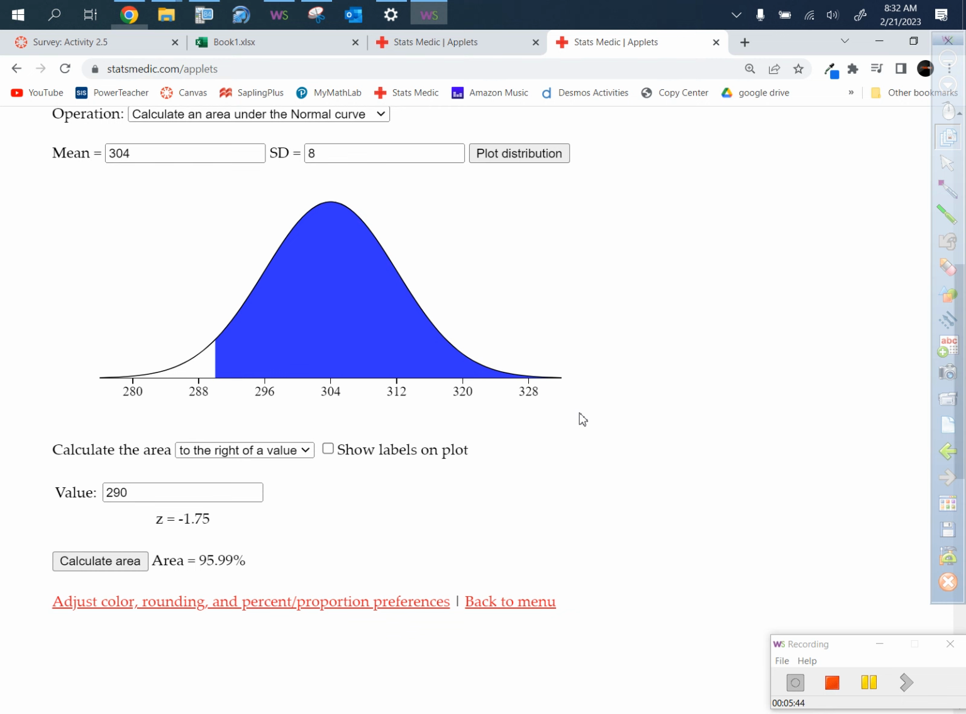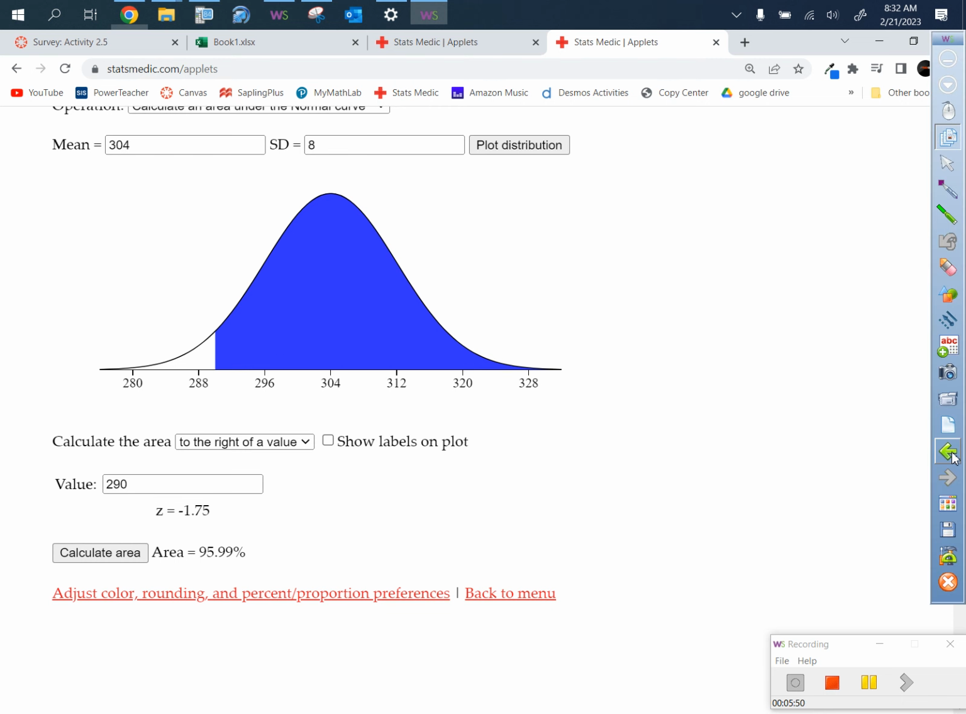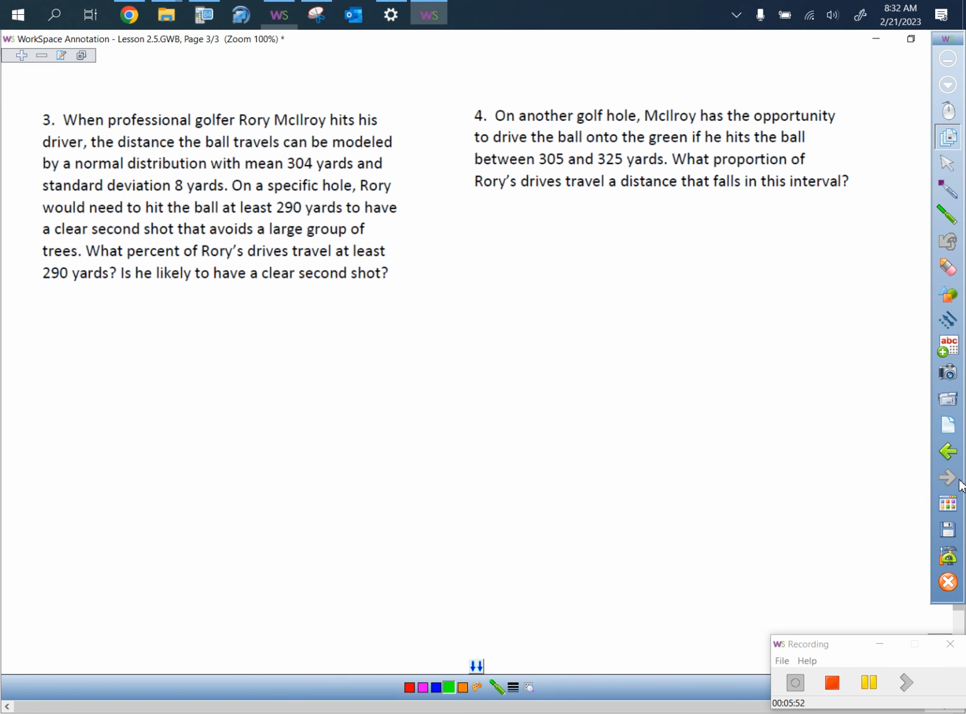It says, what percent of Rory's drives travel at least this? Well, that's nice, 95.99%. So we'll answer that, 95.99%. But they also ask this, is he likely to have a clear second shot? There's a 95.99% chance he could do it. So is he likely? Yes or no? That's a yes. That's very likely. So yes.